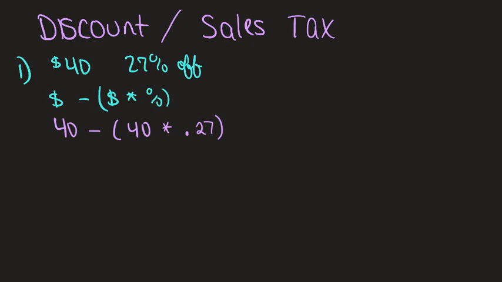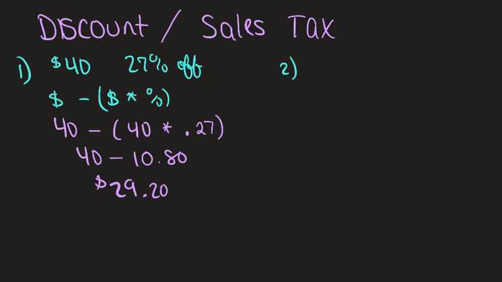40 times 0.27 is $10.80. Final answer is $29.20. Okay, that was a warm-up. If you missed it, let's do a good job on number 2.